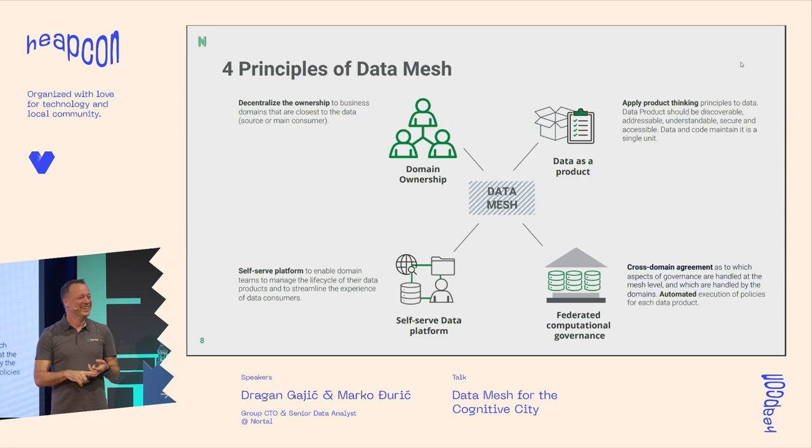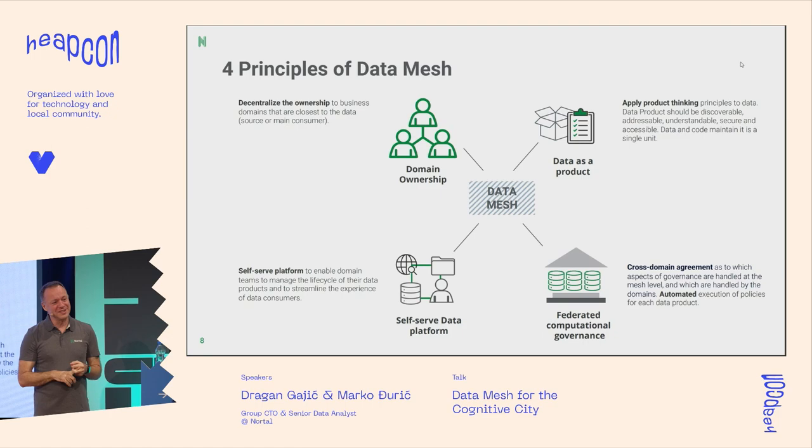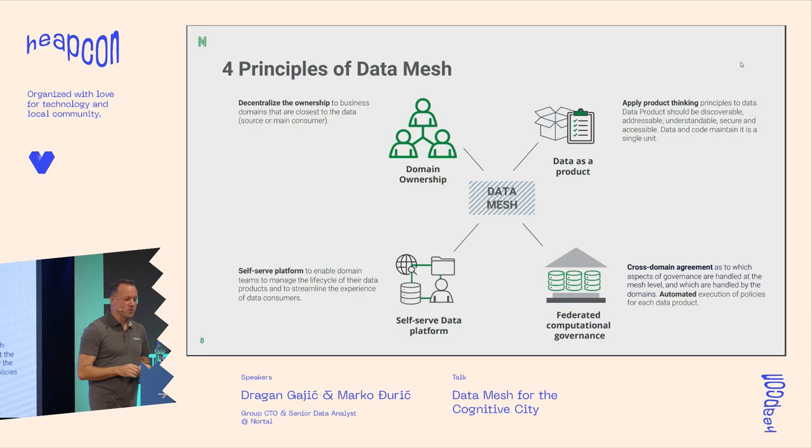Thank you. So, for that, you need to deal with data governance, which is security, accessibility, standards, GDPR, in a federated way, but you also need to automate. So you need to put technology to automate all these kinds of things and pack them together with data as a product, because data as a product should be secure, accessible, compliant, etc. Okay? So these are four principles.